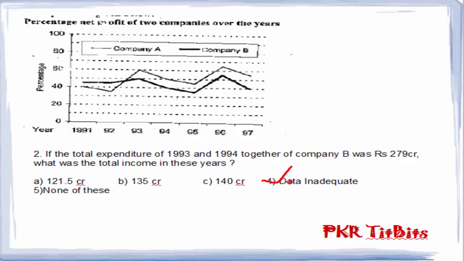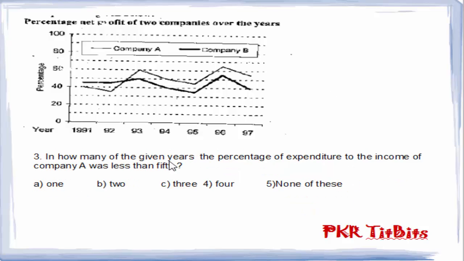As a thumb rule, for these types of questions, we can directly mark the answer as data inadequate. Coming to the next question: in how many of the given years was the percentage of expenditure to the income of company A less than 50? So here, the percentage of expenditure to income: expenditure by income is less than 50%.